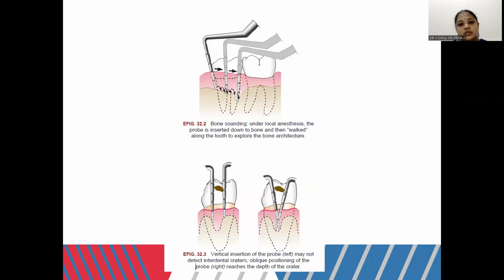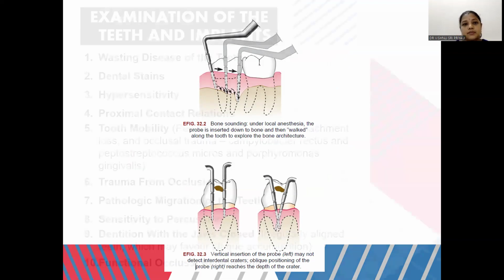The first picture shows bone sounding, wherein under local anesthesia, the probe is inserted down to the bone and then walked along the tooth to explore the bone architecture. The second picture shows the difference between the correct and incorrect probing methods for exploring the bone architecture. The first picture shows vertical insertion of the probe, which may not be helpful in detecting interdental craters. The second picture shows the way you should do it, that is, oblique positioning of the probe to reach the depth of the crater.